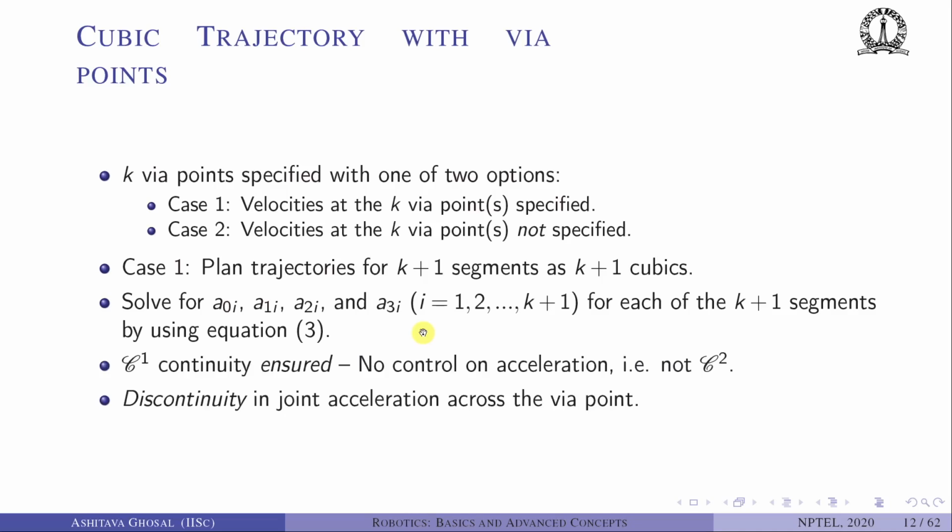In this case, we will see later that C1 continuity is ensured, but since we have no control over the acceleration, it is not C2 continuous. So there is a discontinuity in joint acceleration across the via point.